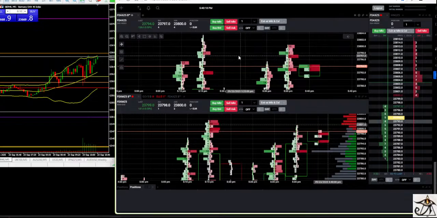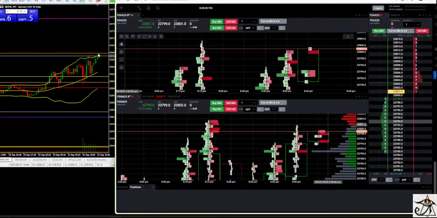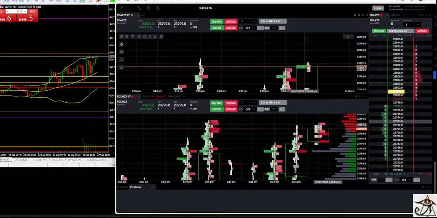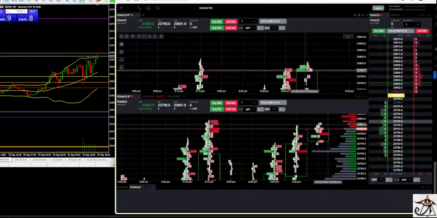Really hovering around, just hoping. Okay, this is the kind of activity I'm hoping for. A bit of aggressive selling there. We just needed to poke up a little bit higher. Some more volume coming in.